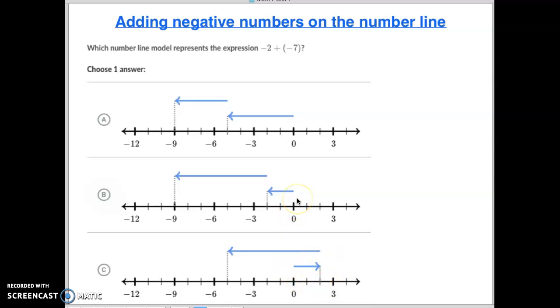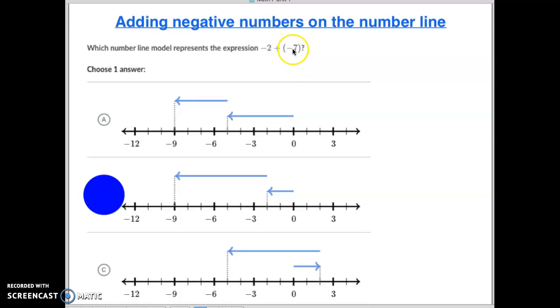Well, -2, negative means go to the left. So this one goes to the left, but not the correct number. This one goes to the left 2 spots, so that's good. This one goes to the right 2 spots. So automatically we know which one it's going to be. We know it's going to be letter B, but let's verify it.